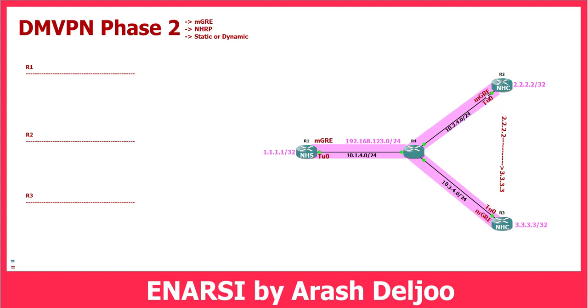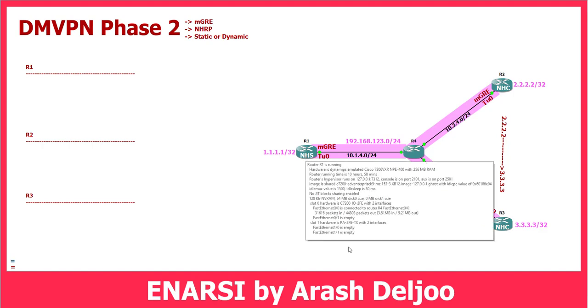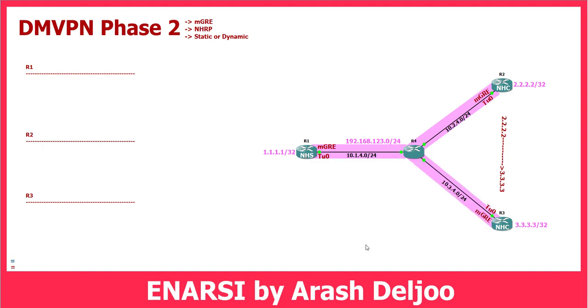You know that an mGRE tunnel has only a source IP, and the destination IP can be anywhere. For example, it can be router 1, it can be router 3. And you know that here we finally want to have a tunnel from router 2 to router 3. Because of that, we need to use mGRE. Actually, in all of these 3 routers, we are configuring mGRE. We don't have GRE. GRE only works in DMVPN phase 1.